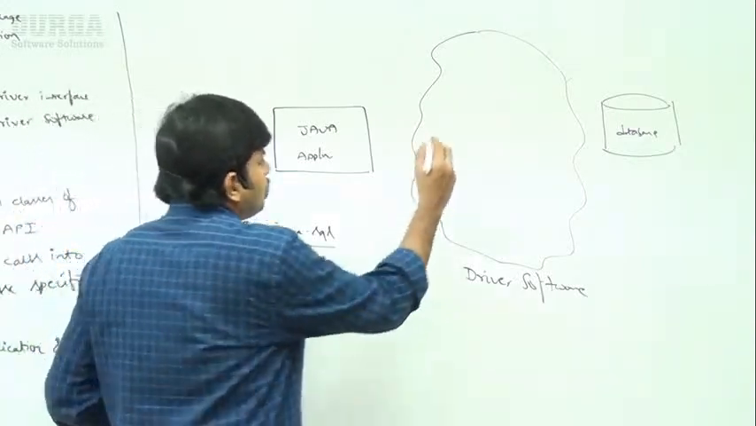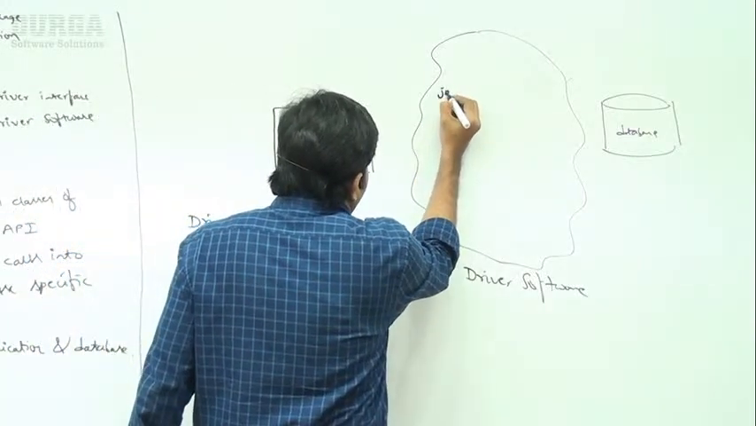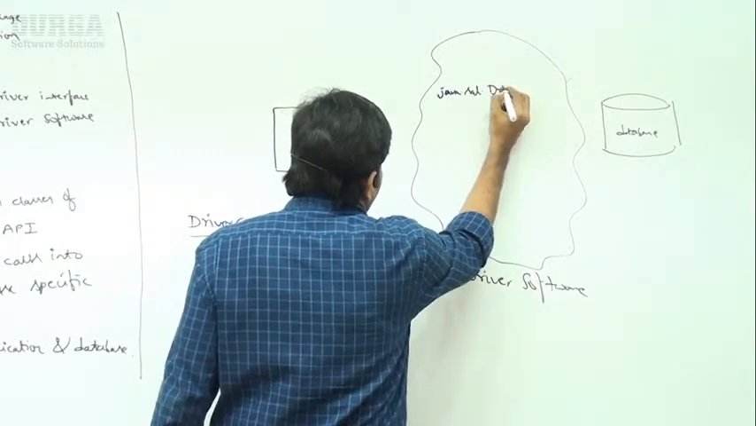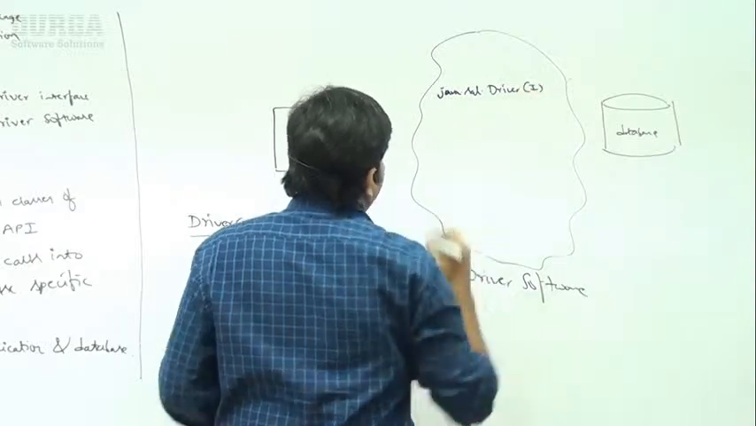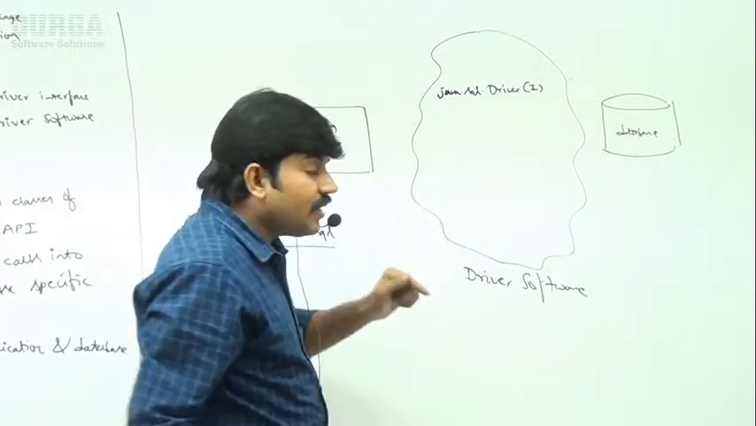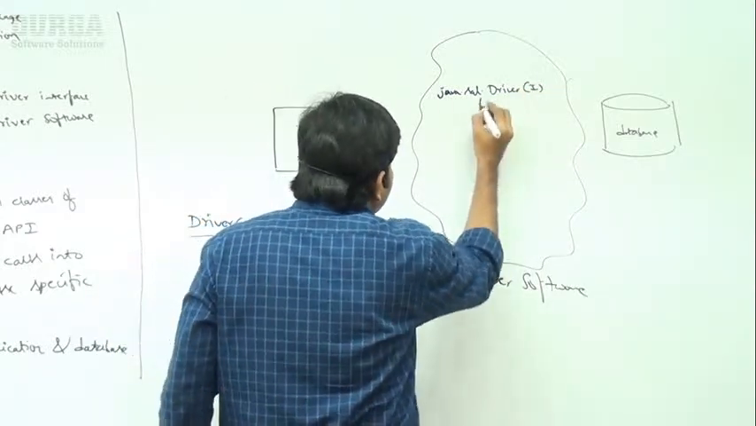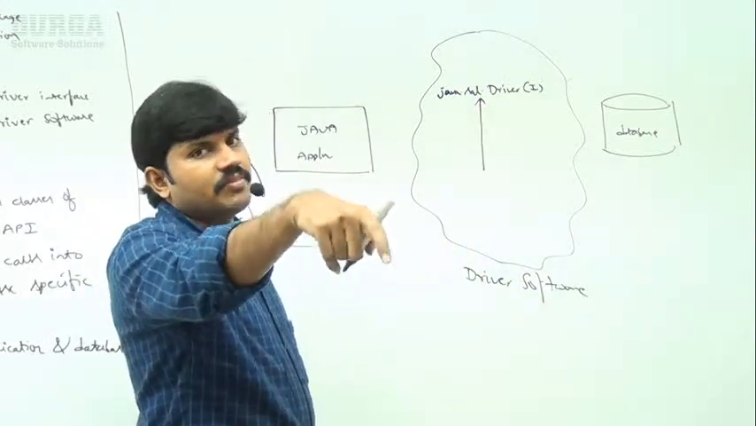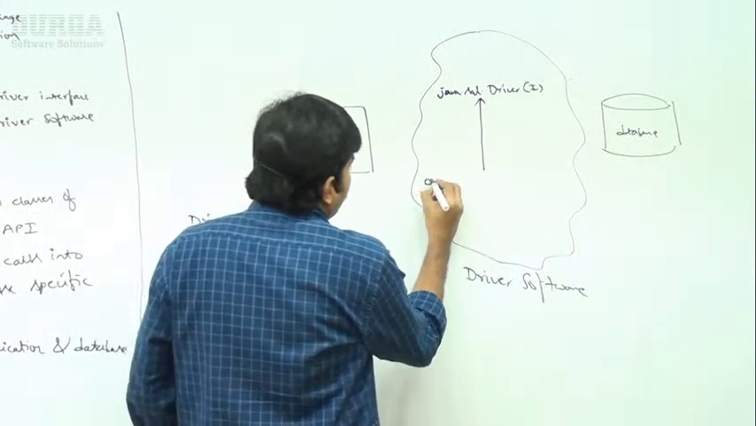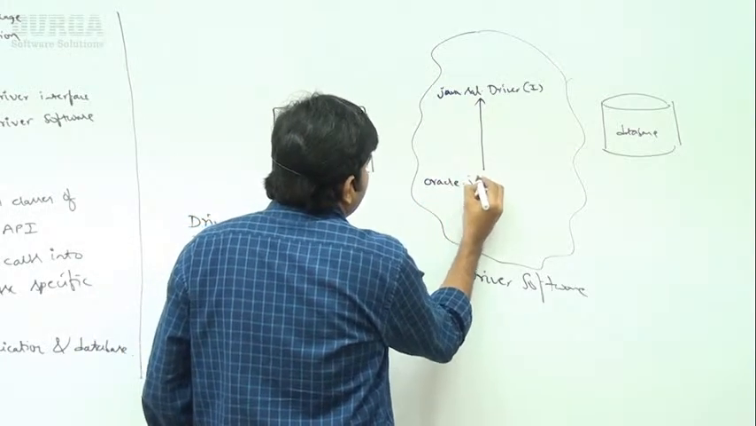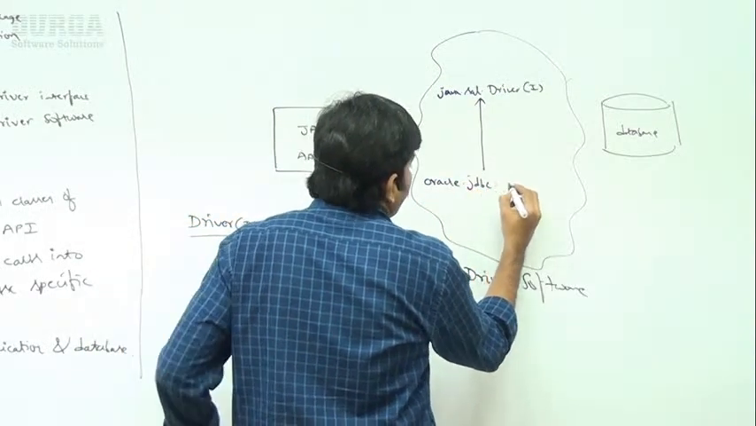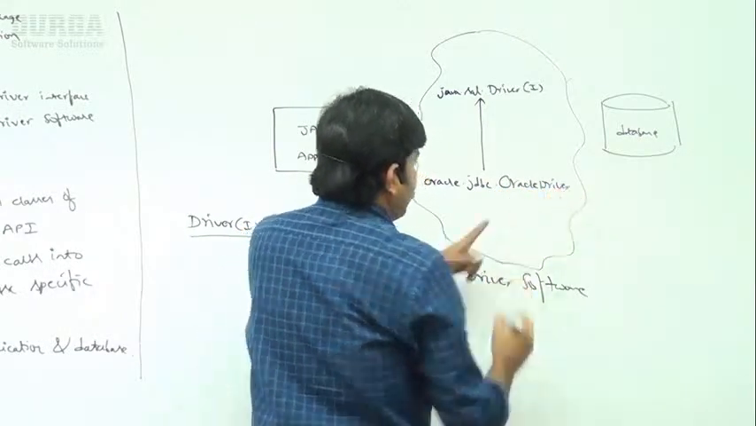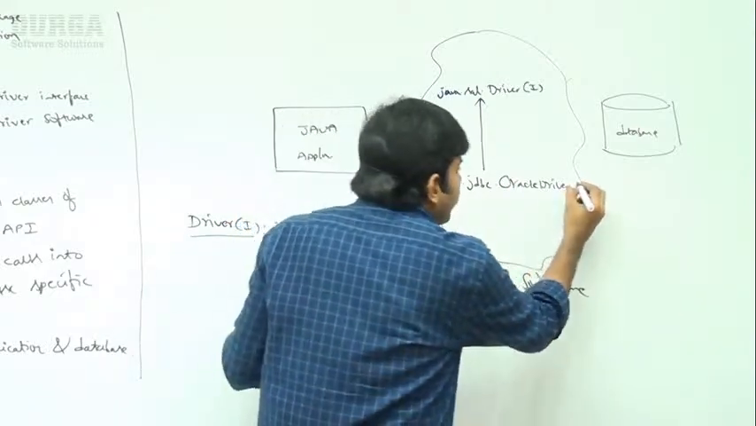So here, just observe, java.sql.Driver is an interface. This interface should be implemented by some Java class, and that class is nothing but a driver class, for example oracle.jdbc.OracleDriver.